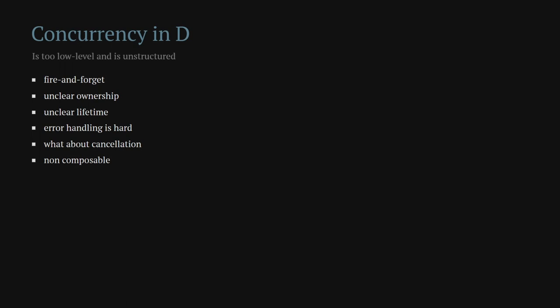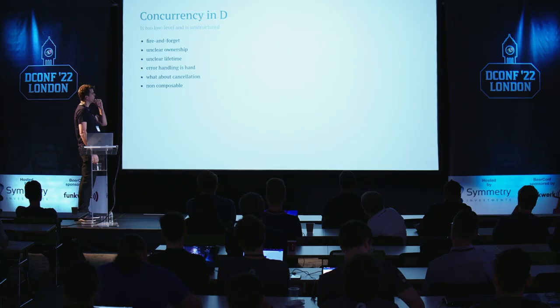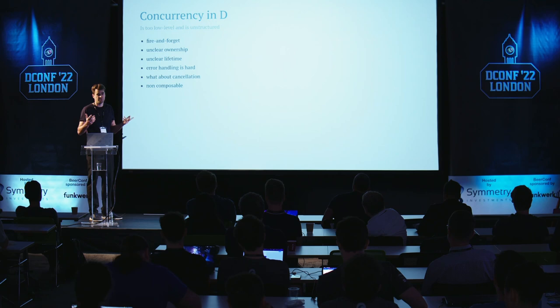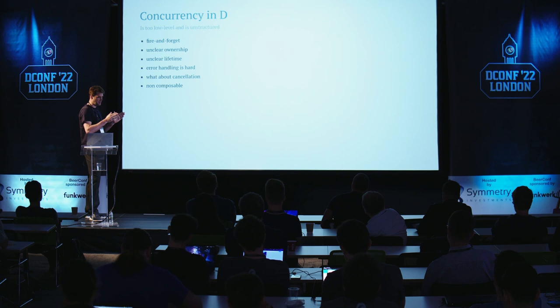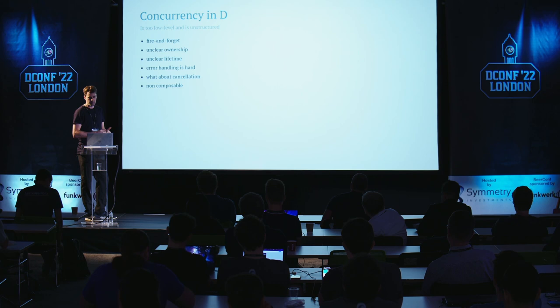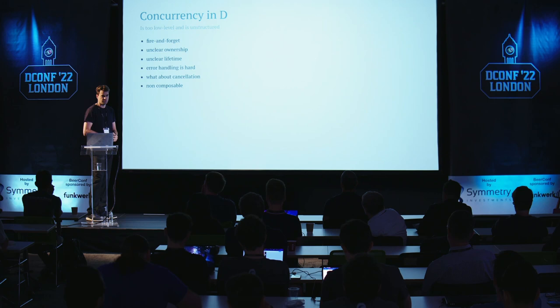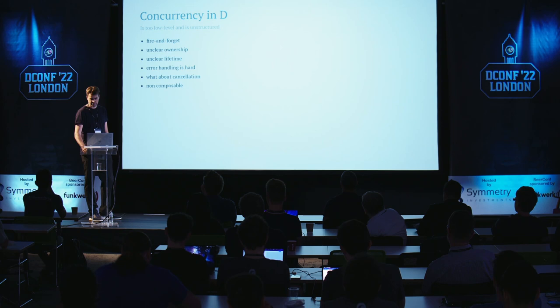So concurrency in D is too low level and it's unstructured. It's very easy to spawn things, but it's quite difficult to manage them. That's all pushed on the programmer. It's also not clear who owns what. If you spawn a thread and it runs a function, who owns it? Is it the runtime? Well, that's not a good answer, right? We want the ownership to be as small as possible. The lifetime is also unclear. With a regular function, you know that it's done when it returns, right? Any local it had, it's all gone. With spawn, that's not the case.